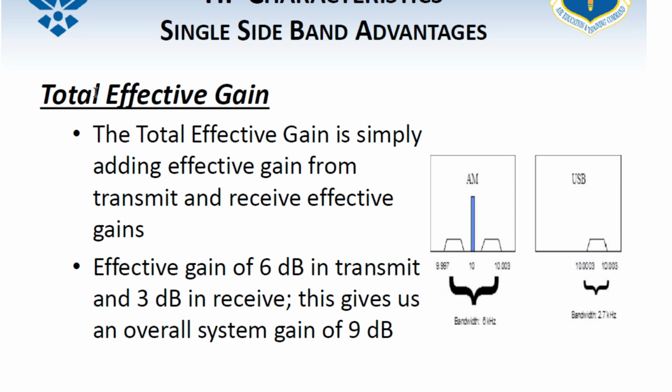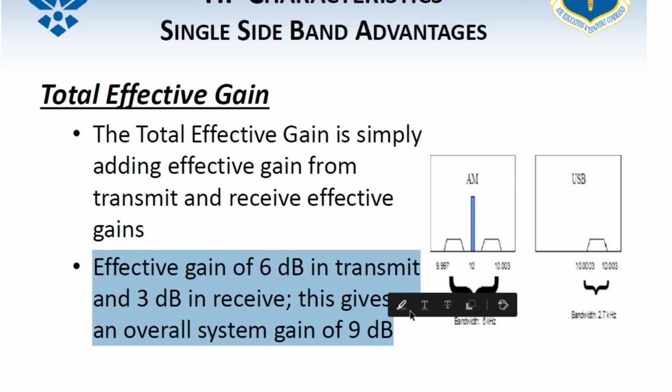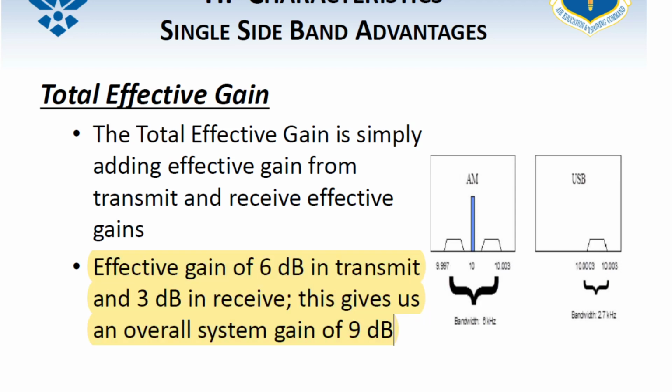All right, so we talked about the effective gain in transmit and receive. So the total effective gain is simply adding the effective gain from transmit and receive. The effective gain of 6 dB in transmit plus the 3 dB in receive gives you a total overall system gain of 9 dBs. Everybody understands that math?